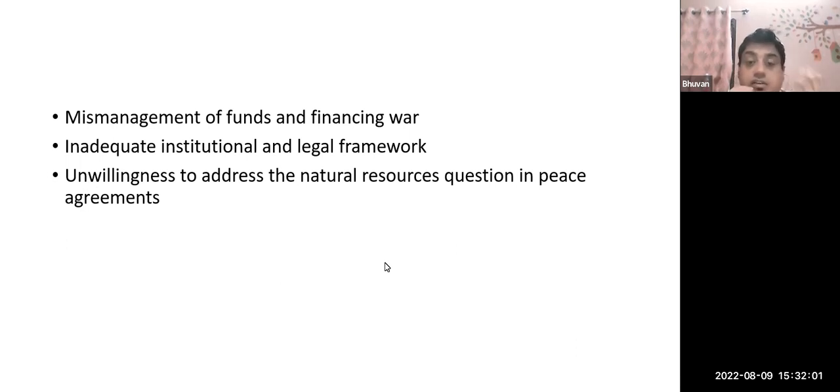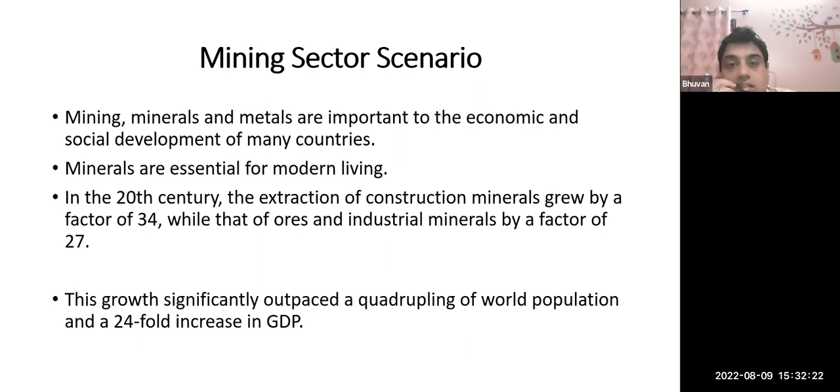There are various agreements occurring globally, internationally, but on natural resources, how they must be used sustainably, most of the governments are unwilling to address this problem. So these are various conflicts related to the extractive industries. Then we switch over to the mining sector scenario. Previously, we talked about the energy sector, how energy issues are impacting the overall sustainability. Now we will talk about how the mining sector is faring.